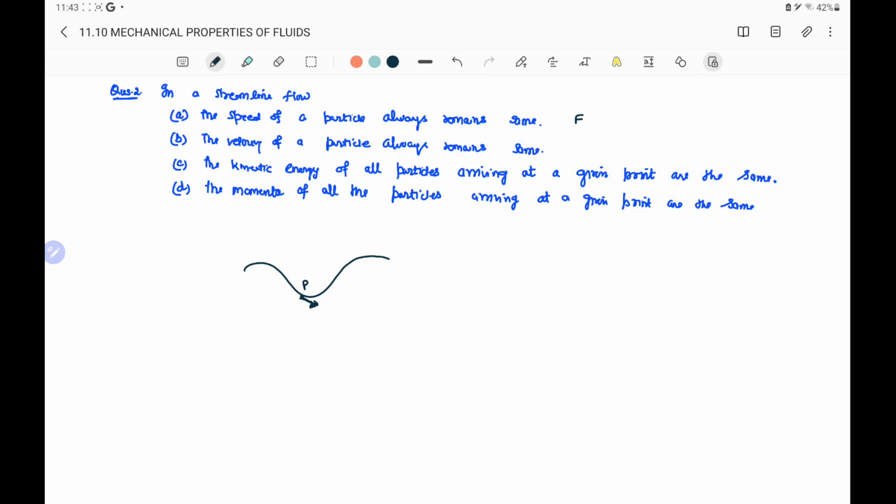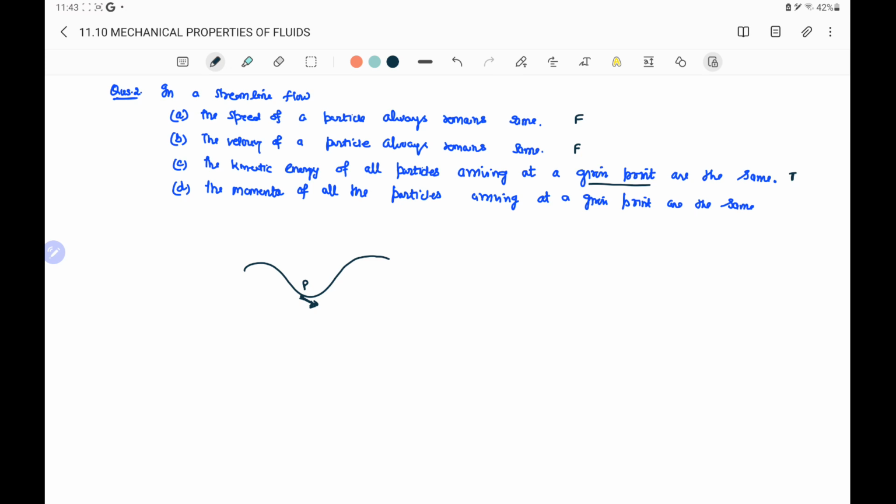B: the velocity of the particle always remains the same. It is also false because velocity may differ because of different magnitude or directions. C: the kinetic energy of all particles arriving at a given point is the same. At a particular point, the velocity, that means magnitude and direction, of all the particles remains the same. Therefore, kinetic energy, which is half mv square, will also be the same. Therefore, this statement is true.